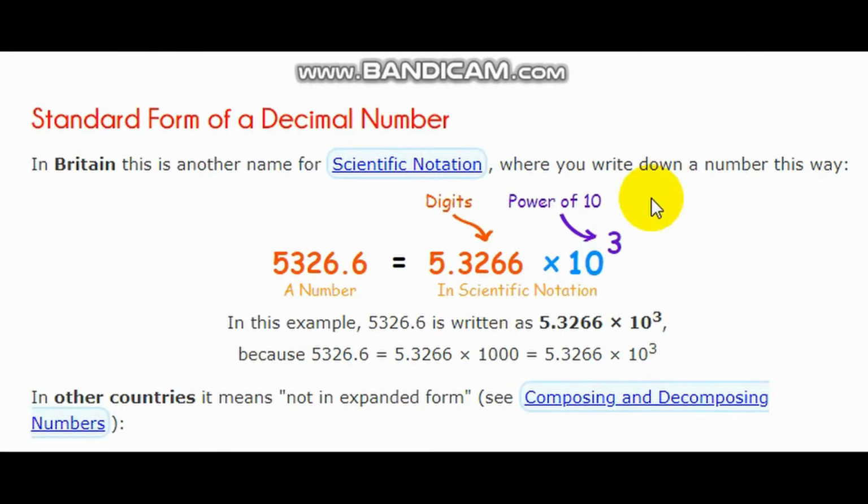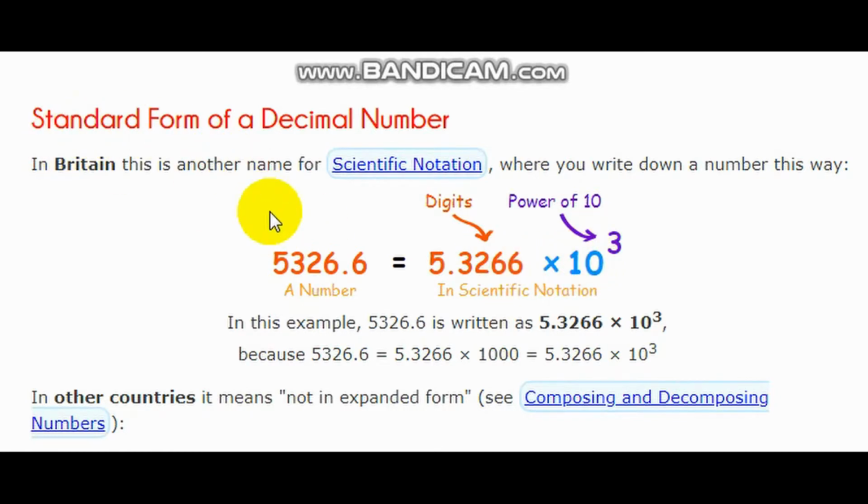Okay, today I am going to explain what is called standard form. Standard form we also call scientific notation. In scientific notation, there are two sections. The first part is the digits and the other one is the power of 10. So why do we need this standard form?